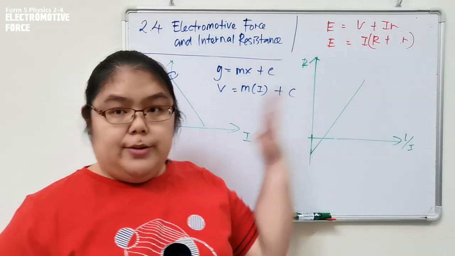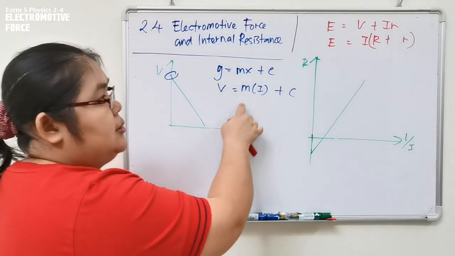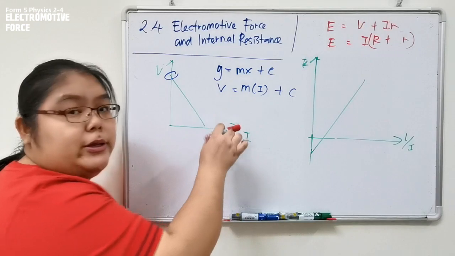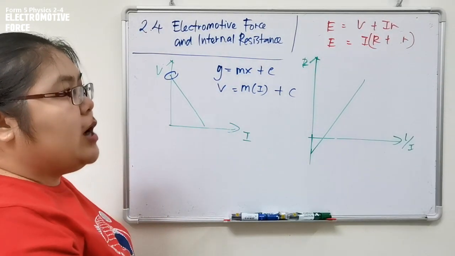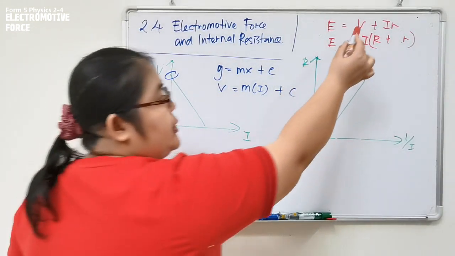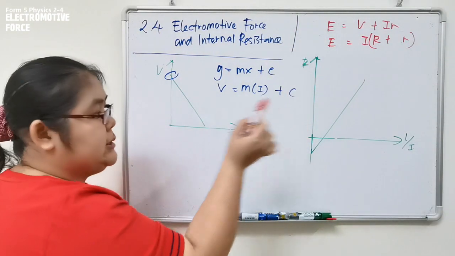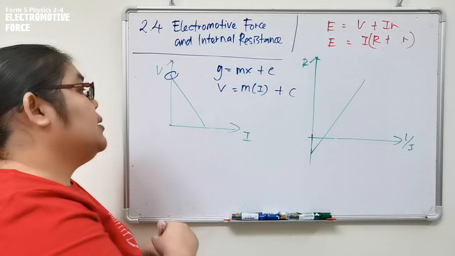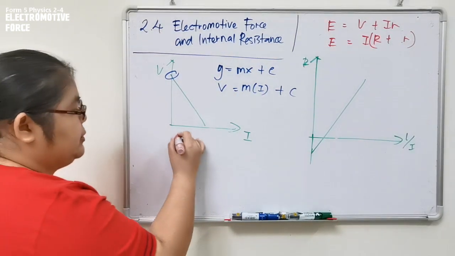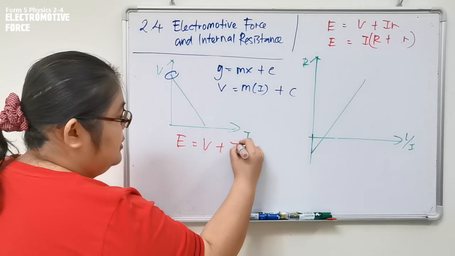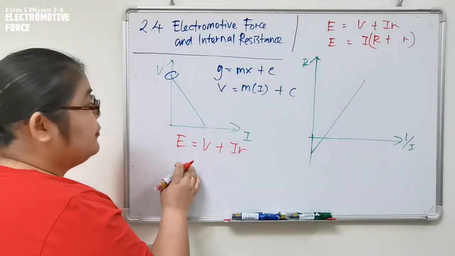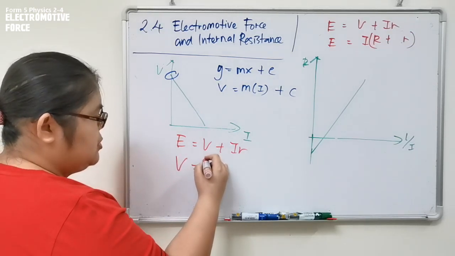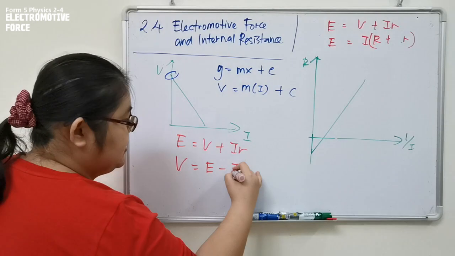Now I need to compare. From here, it's better I use the first one, because this one doesn't have the capital R. It just has V. So I want to move this equation to make the pattern the same as this one, which means V must go to the other side. So I move the V over here. So V equals E minus IR.